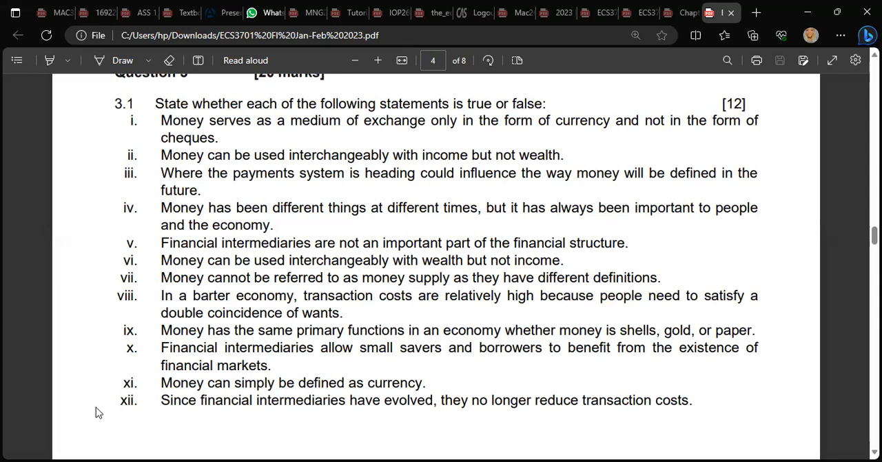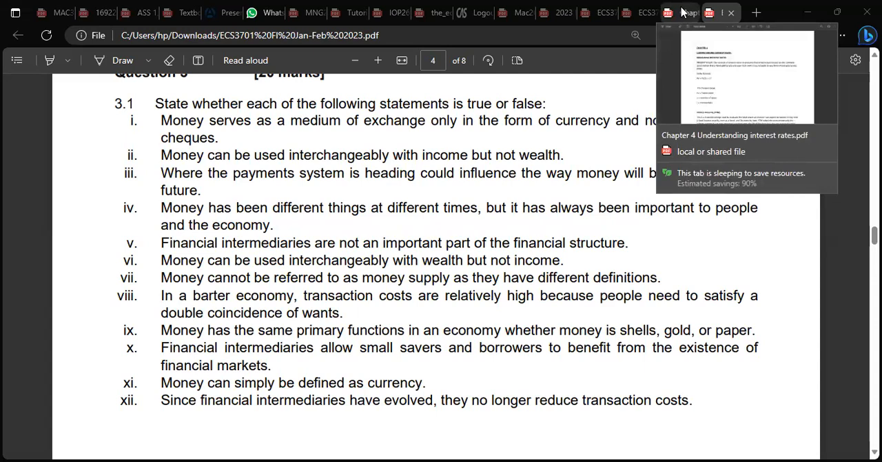Right. Then on the last one, since the financial intermediaries have evolved, they no longer reduce transaction costs. True or false? Do you think they no longer reduce transaction costs? I'm going to go for false. Why? I'm guessing.